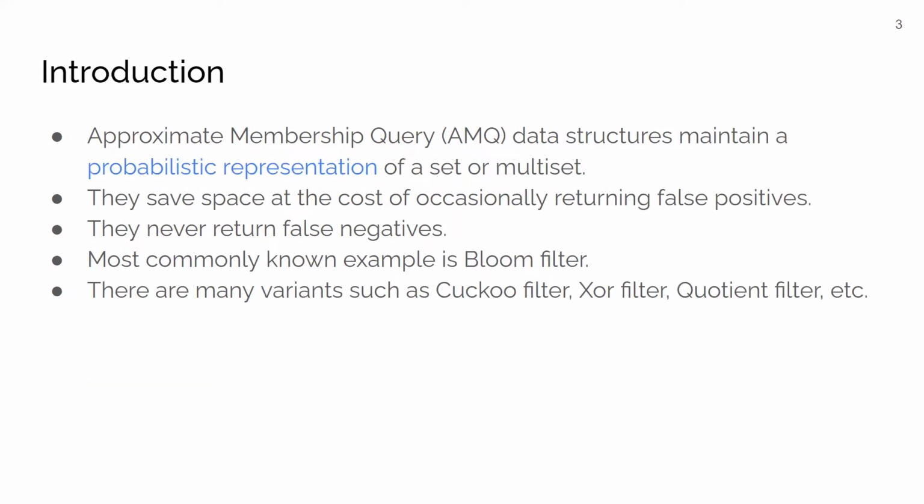Approximate membership query, that is AMQ data structures, maintain a probabilistic representation of a set or multiset. They save space at the cost of occasionally returning false positives. They never return false negatives. In other words, if an element is present, it will always return true. But if it is not present, even then it may sometimes return true. The most commonly known example is Bloom filter. There are many variants such as cuckoo filter, XOR filter, quotient filter, etc.